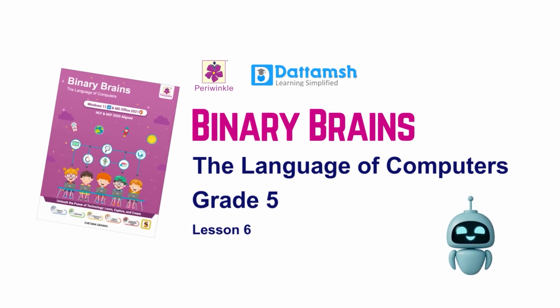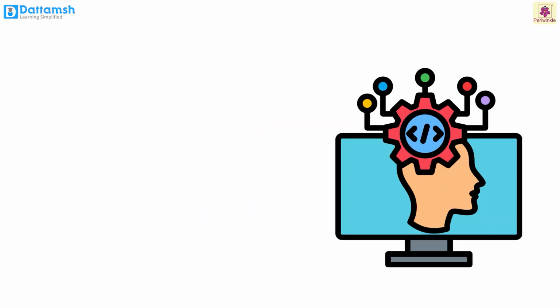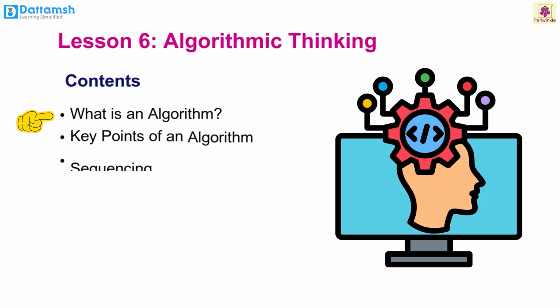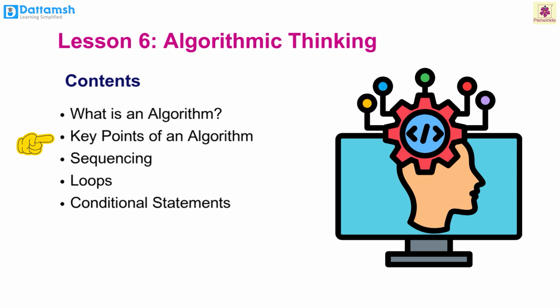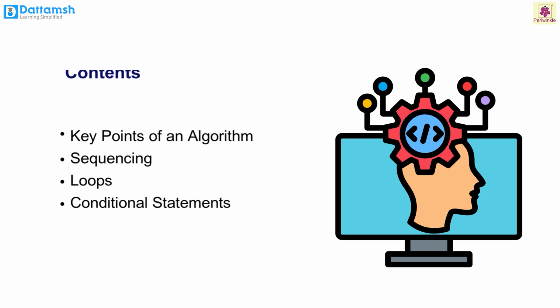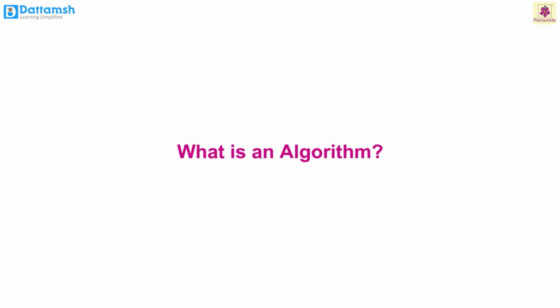Grade 5, Lesson 6. In this lesson, we are going to learn about what is an algorithm, key points of an algorithm, sequencing, loops, conditional statements. Let's begin with what is an algorithm.